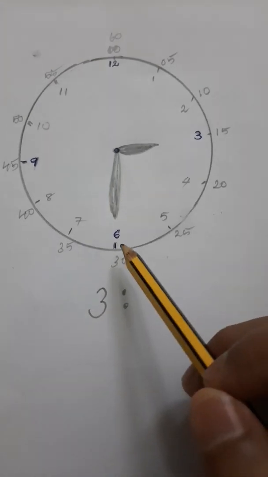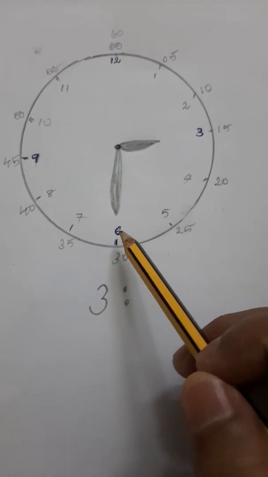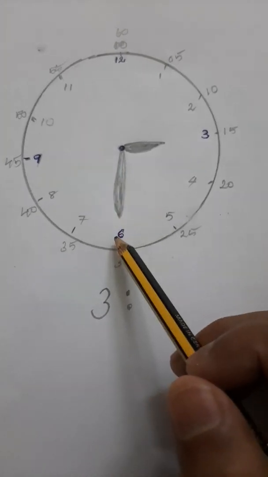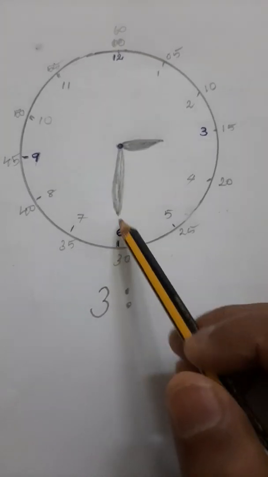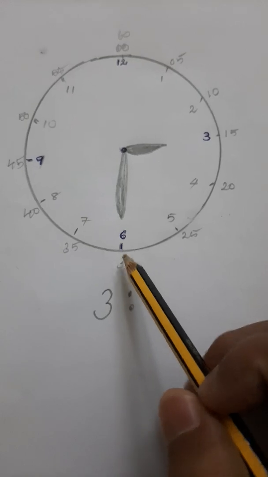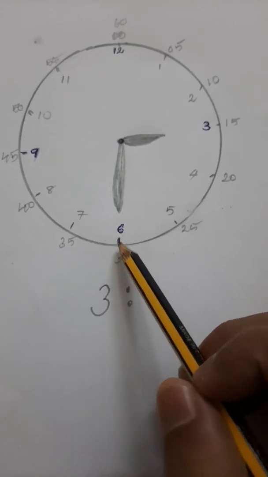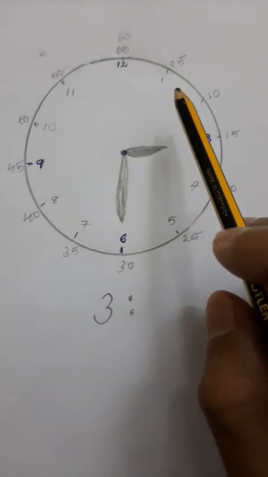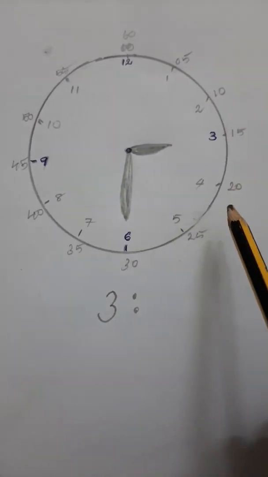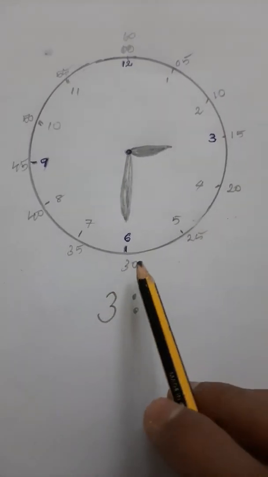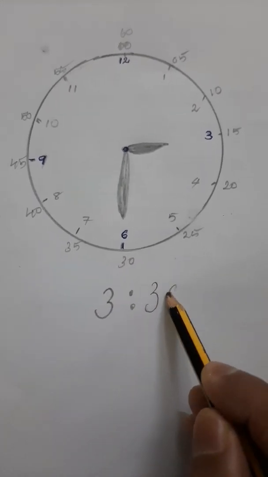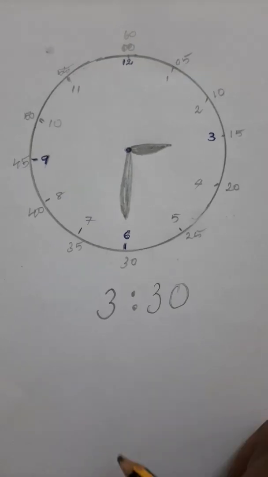And the big hand is standing at 6. It is 6. Is 6 an hour? Is the big hand a 6? No, the big hand is not 6. It is a minute. What is the minute here? 6 means, look, we can check 5, 10, 15, 20, 25, 30. What is that? 30. Now we can say it's 3:30.